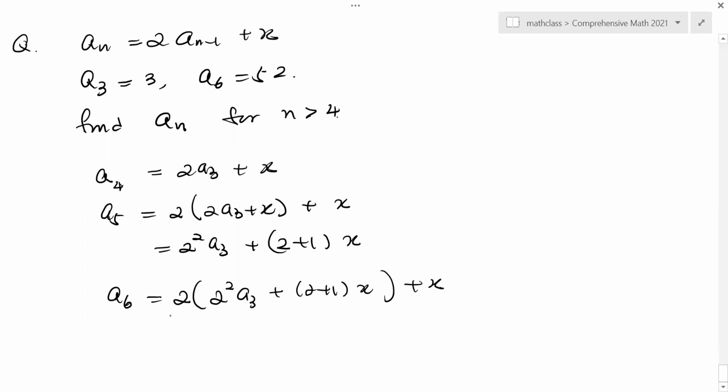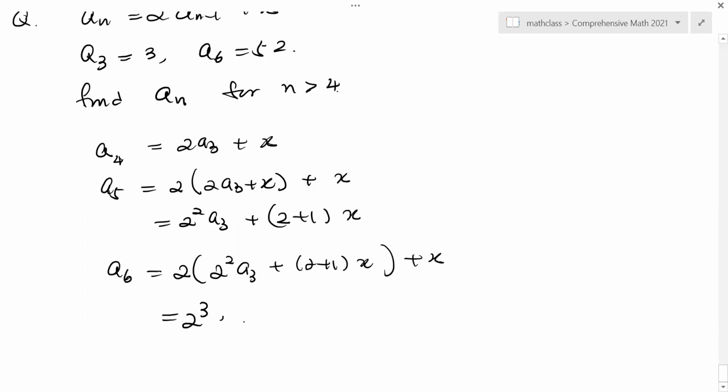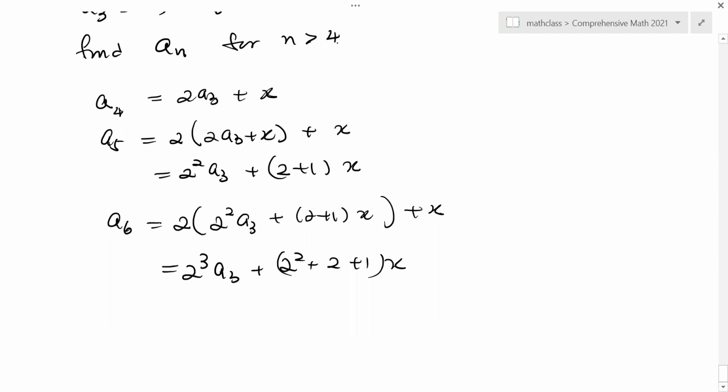Then you get 2 cubed A3, and 2 times 2 squared, 2 times 2 is 2 squared, 2 times 1 is 2, then plus 1, you see? And then you probably can get the general formula. Probably can get the general formula.